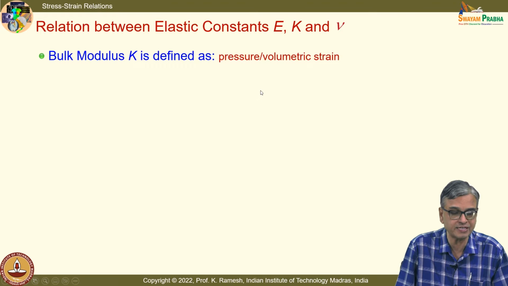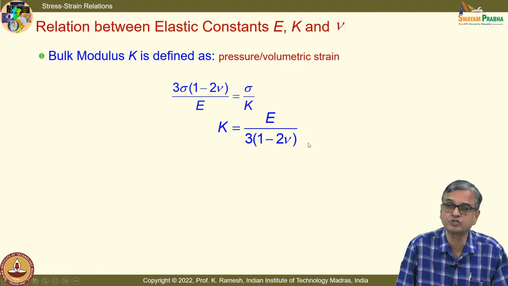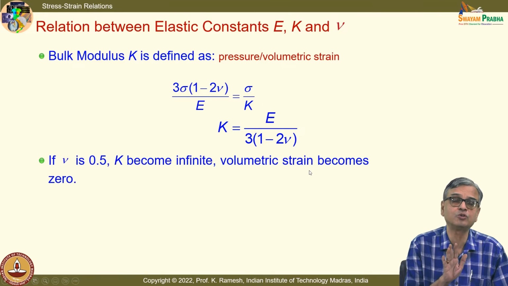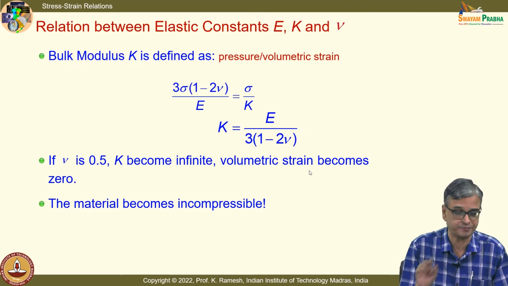Using this, we have revisited what is bulk modulus. It is given as pressure by volumetric strain, and that we got the expression 3 sigma (1 minus 2 nu) divided by E equal to sigma by k, and from this you get k as E by 3 into (1 minus 2 nu). So, what you find here is it is enough you have only two elastic constants to characterize an isotropic material. It is the greatest simplification that we have achieved.